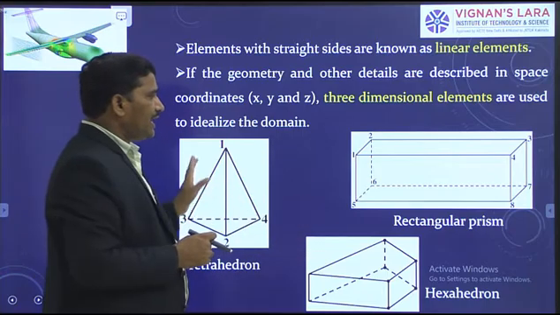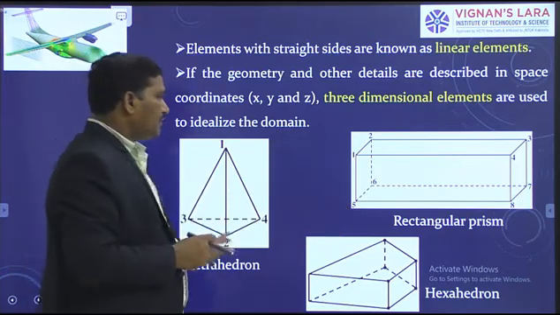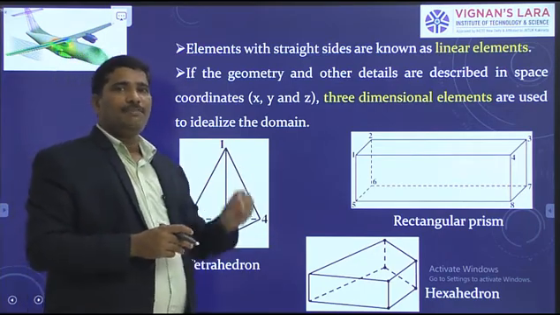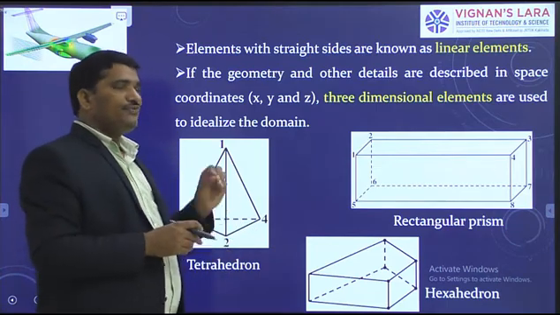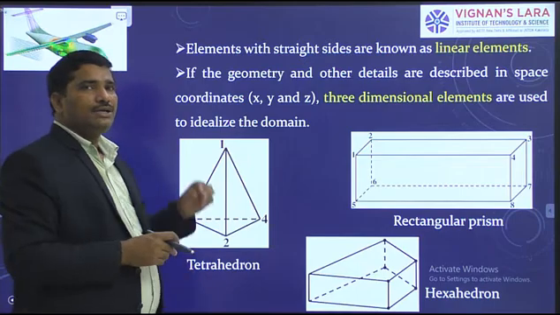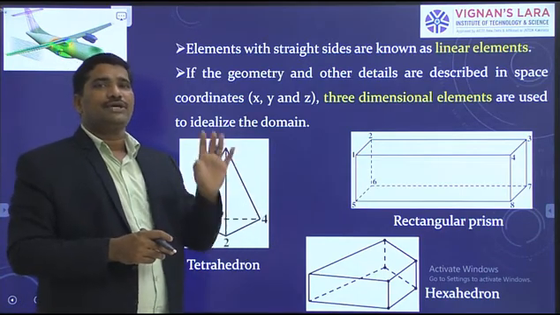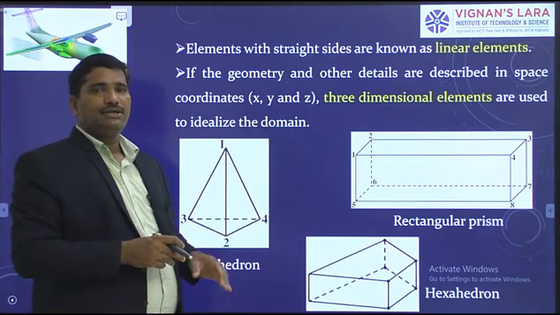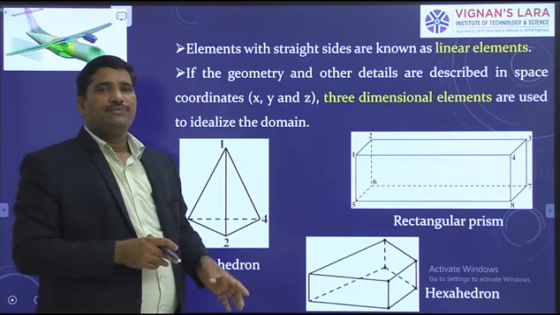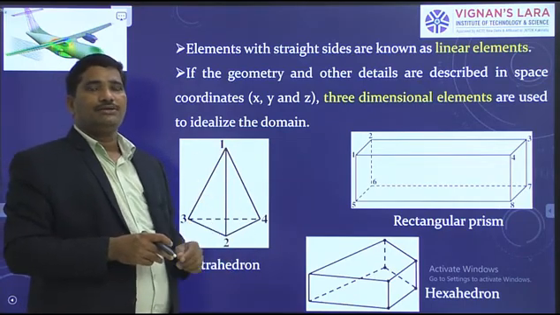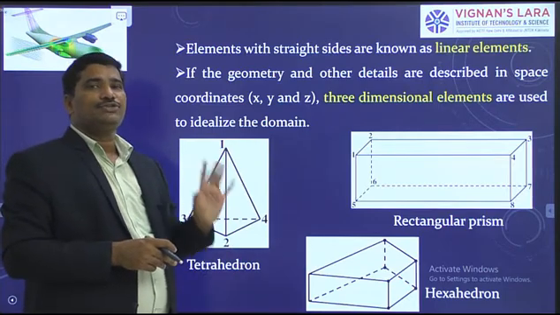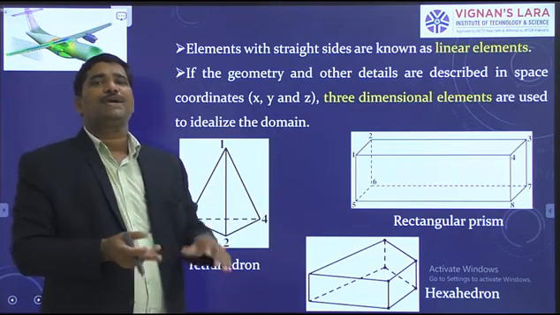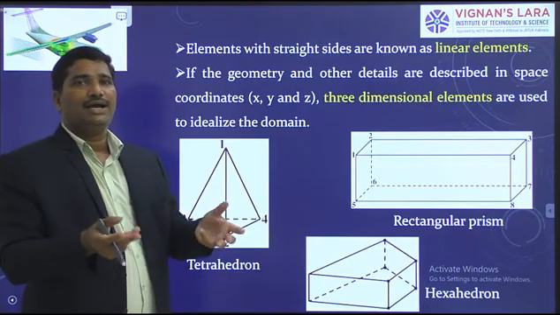Now, these are the 3-dimensional elements. When the geometry of the domain, material properties and the field variables are dependent on 3 independent coordinates, we can choose 3-dimensional elements. What are the three independent coordinates? They are the space coordinates. It's x, y and z.